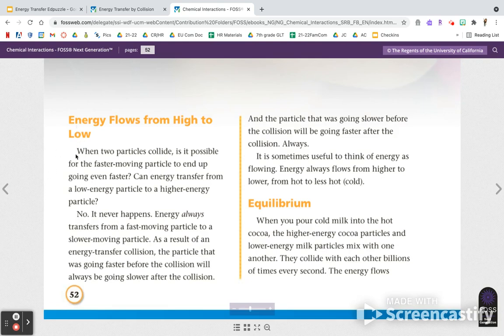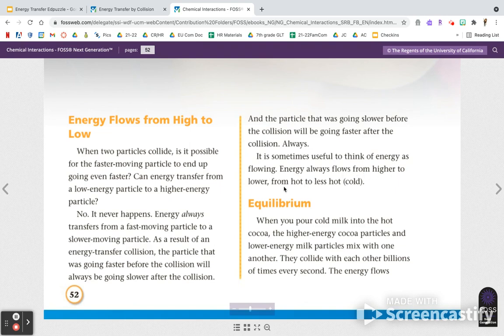So this brings up a good question. When the two particles collide, is it possible for the faster moving particle to end up going even faster? Can energy transfer from a low energy particle to a higher energy particle? No, that never happens. Energy always transfers from a fast moving particle to a slower moving particle. As a result of an energy transfer collision, the particle that was going faster before the collision will always be going slower after the collision. And the particle that was going slower before the collision will be going faster after the collision. Always.